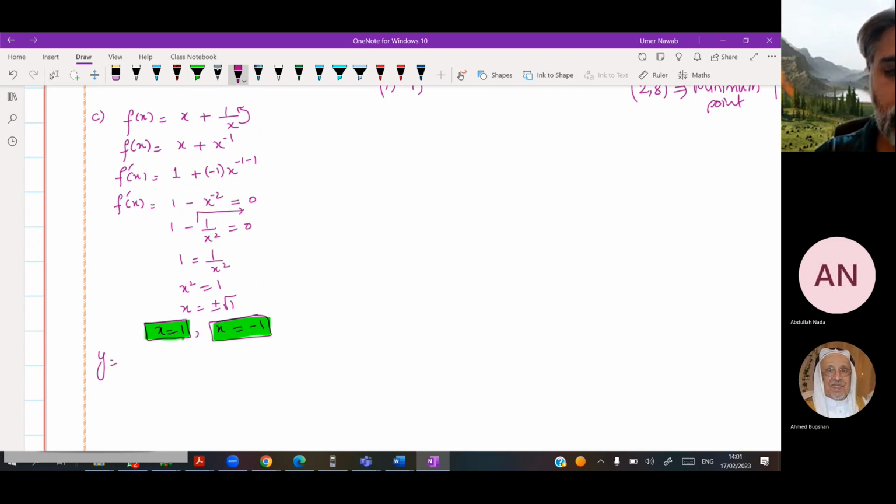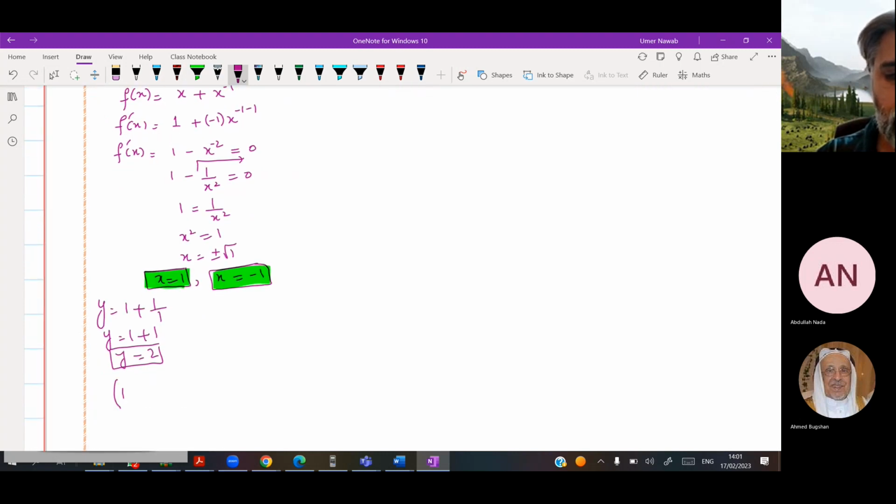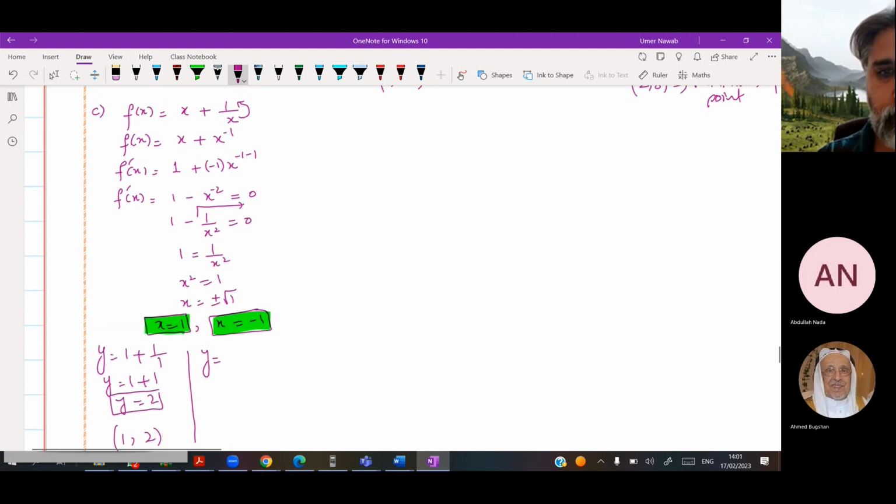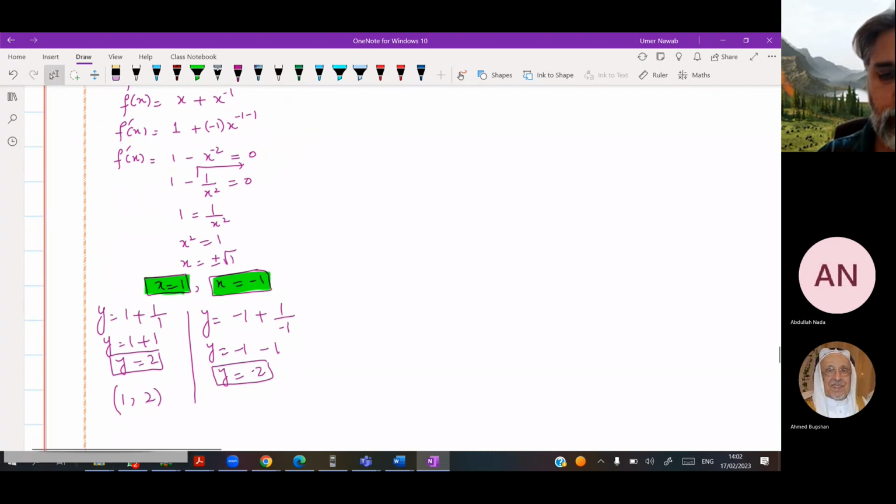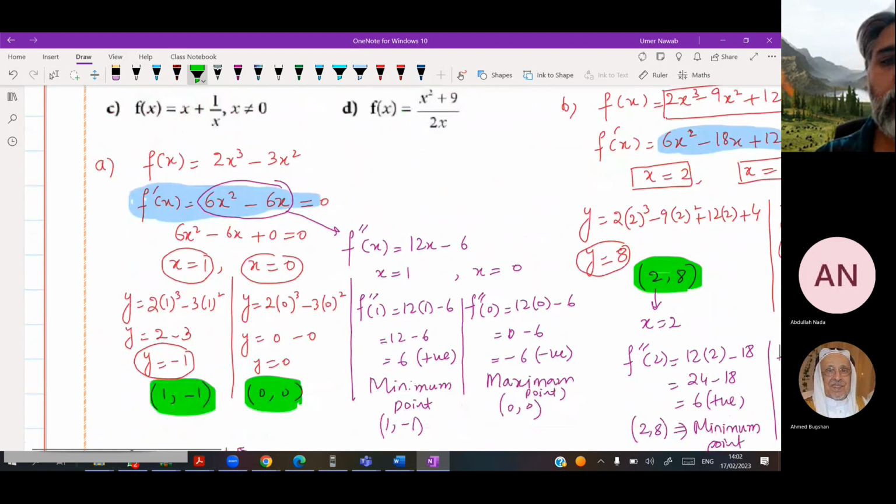So y equals 1 plus 1 over 1, or y equals 1 plus 1. It gives you y equals 2. So what is the point I got? I got 1 and 2. Then I substitute -1. So y equals -1 minus 1, which gives me -2. So the second point is -1 and -2. Now we need to look at these 2 points. Are they maximum or minimum points?